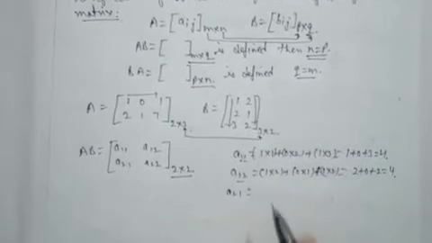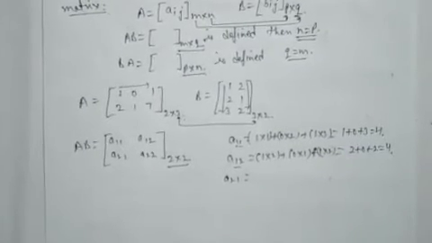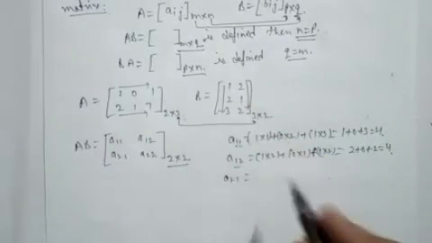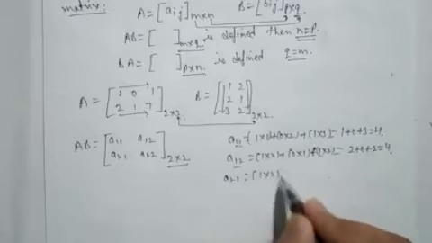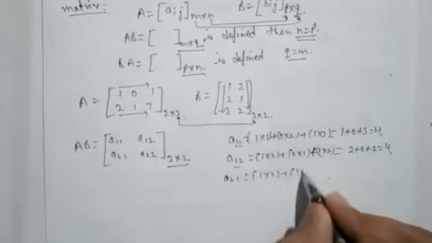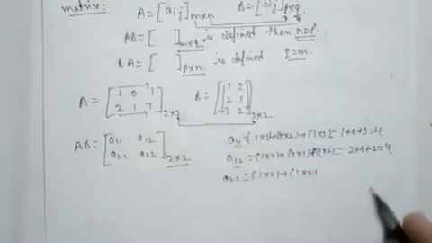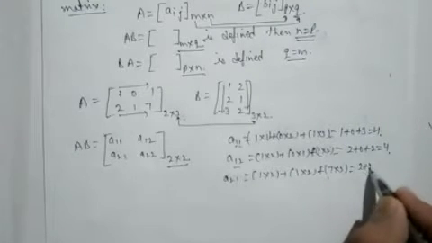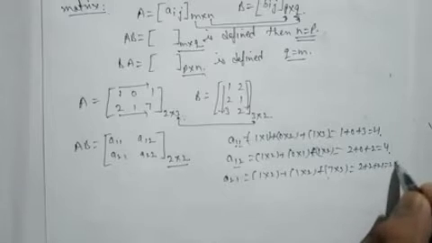Then A21. A21 will be second row first column. So 1 is multiplied by 2, 1 into 2, plus 1 is multiplied by 2, 1 into 2, plus 7 is multiplied by 3, 7 into 3. So 2 plus 2 plus 21, that is 25.